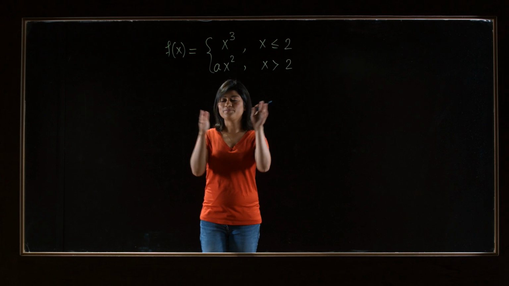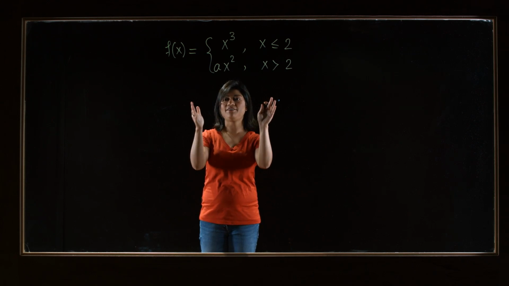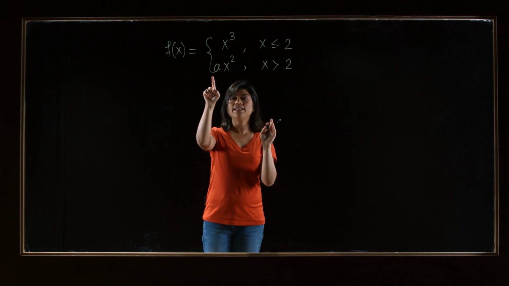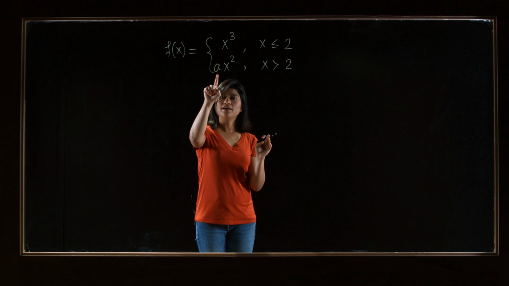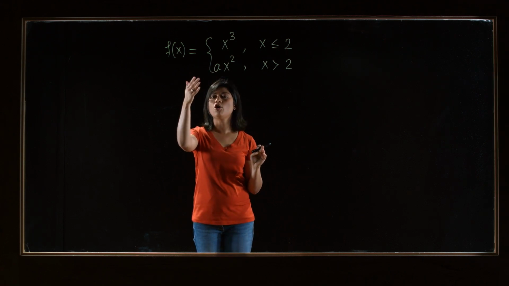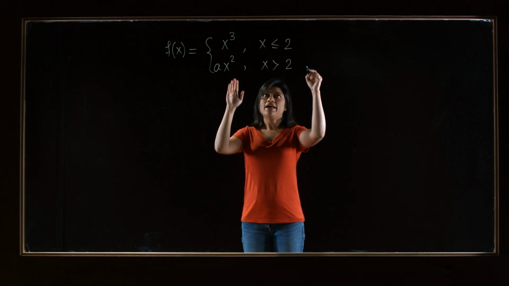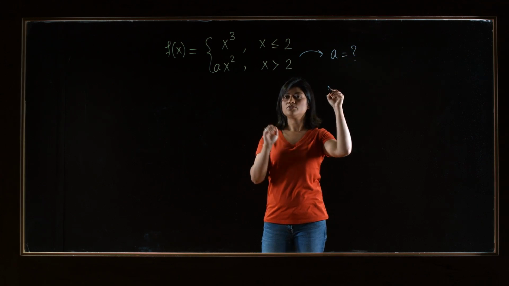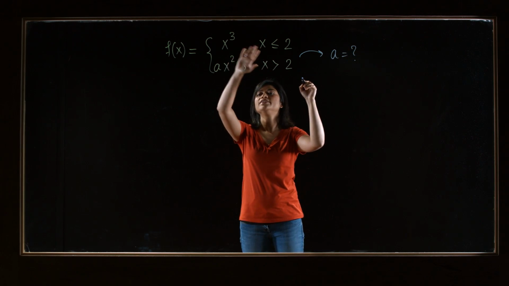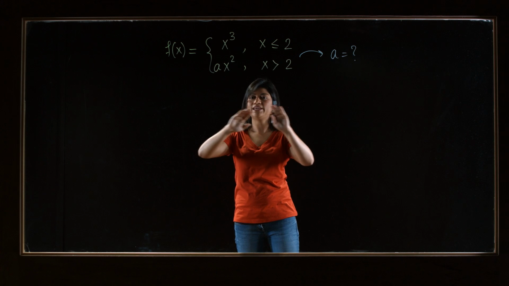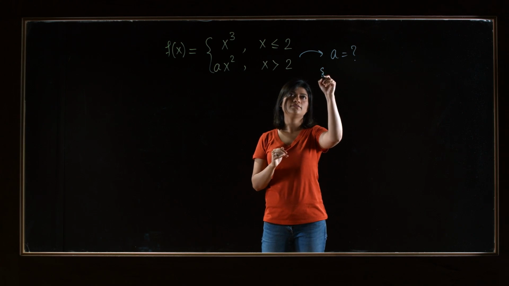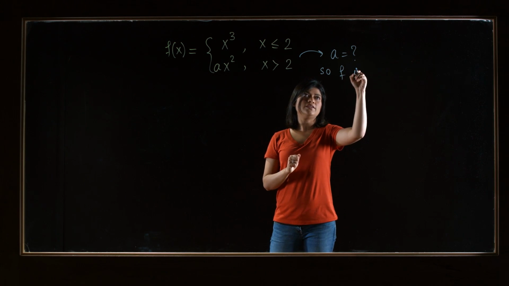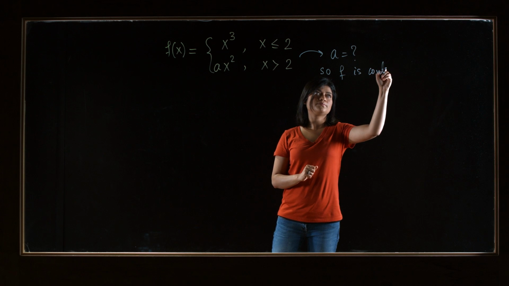Okay, in this problem, this is a fun problem. We will have to determine the value of this constant a, which is not given. And we have to figure out what is the value of a so that the function will be continuous everywhere, that means on the entire real line. So f is continuous.